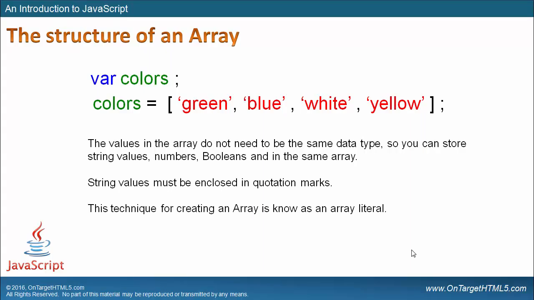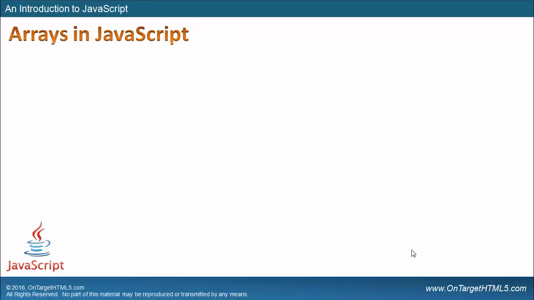This technique for creating an array is known as the array literal, and this is the way we do it most often. This is how we normally create arrays inside JavaScript. But there is a different way to create arrays called the array constructor, and we're going to look at that next. This is normally the preferred method for creating an array, and that's the array literal. The one we just talked about is the preferred method for creating arrays inside JavaScript.